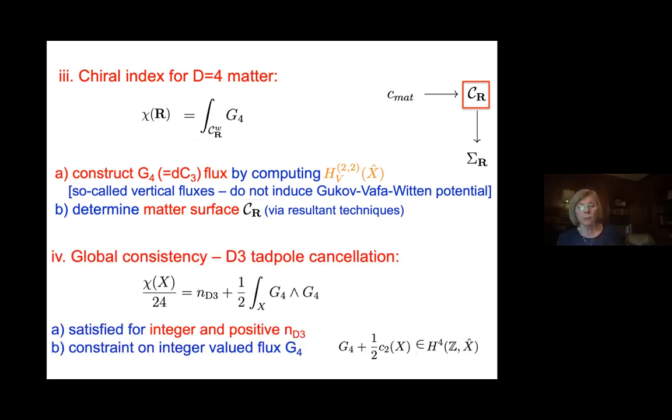The last ingredient in this construction is that we have to ensure D3 tadpole cancellation. The four-form flux induces D3 brane tadpoles that are subject to this condition, which depends also on the Euler characteristic of the Calabi-Yau fourfold. We have to ensure this condition in a way to have a positive and integer-valued number of D3 branes. Furthermore, there is a non-trivial constraint on the integer-valued flux G4, where C2 is the second Chern class of the Calabi-Yau fourfold.